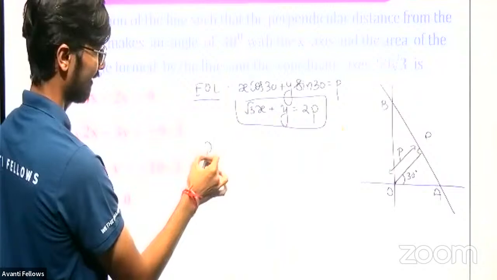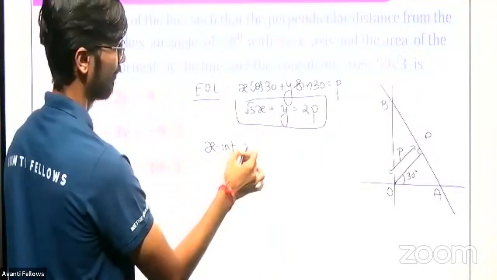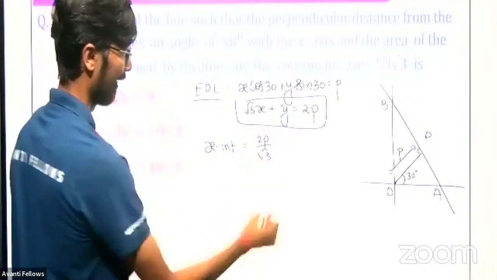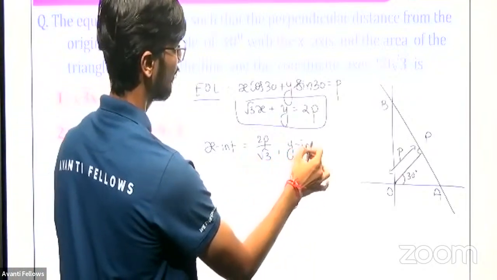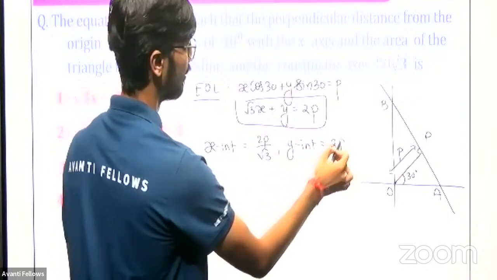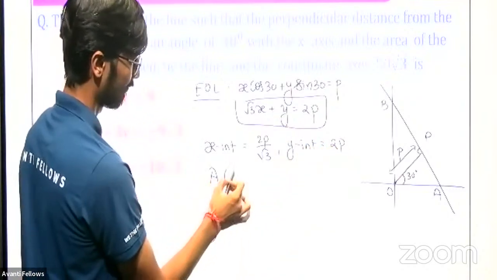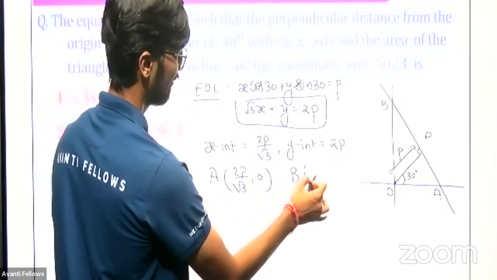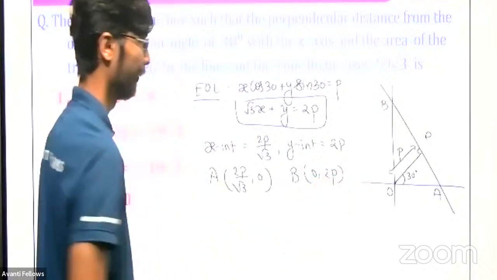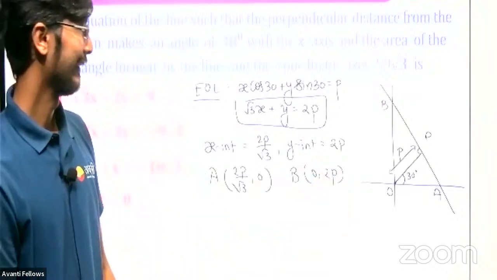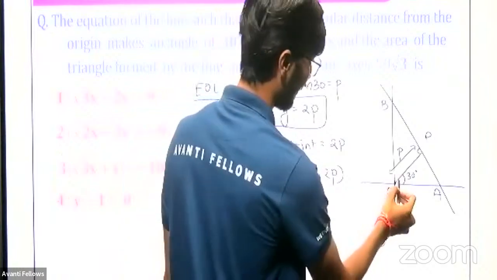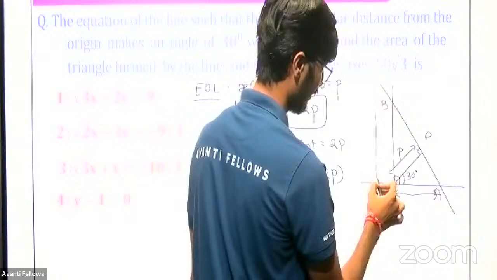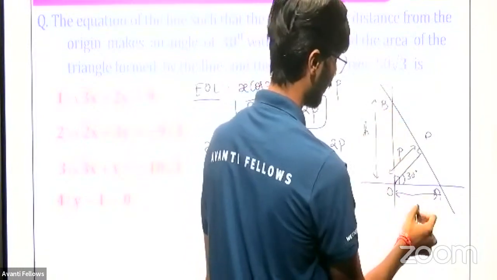So what will be the x-intercept? Put y equals 0, it will be 2p by root 3. And what will be the y-intercept? The y-intercept will be 2p. So that means point A will be (2p by root 3, 0) and point B will be (0, 2p). Am I right? Yes. And this is a right angle triangle, guys. This is the base and this is the height.